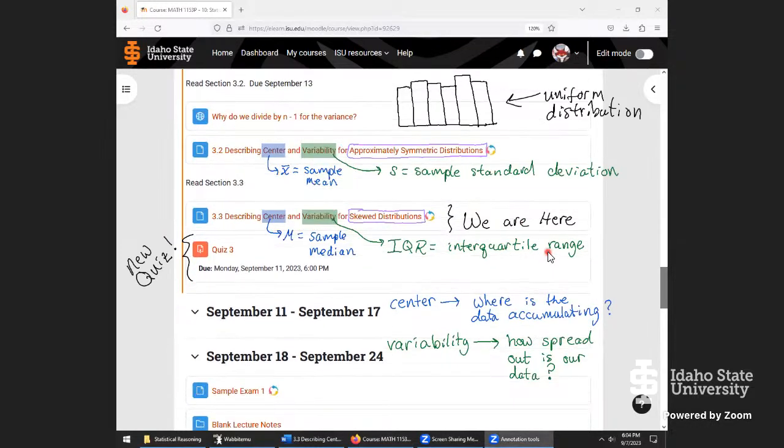Okay, well, let's get started then, folks. Now in this section 3.3, let me clear this off.